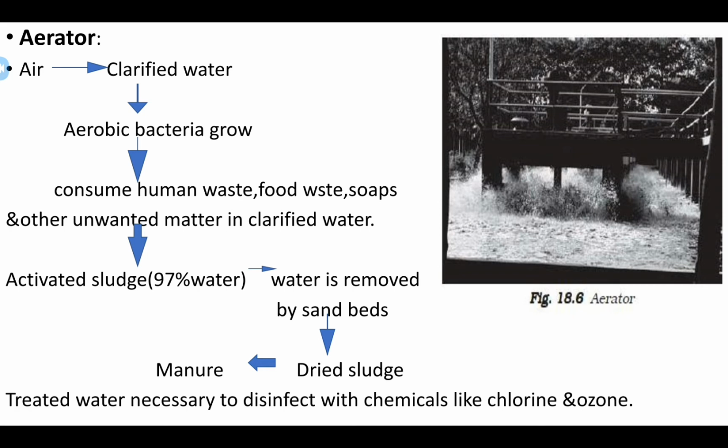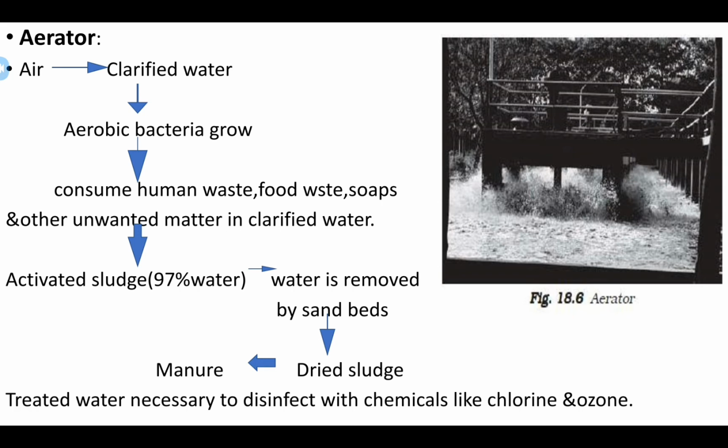Then what do we call that bacteria after finishing? After several hours, this bacteria suspended settles at the bottom of the tank. That is called activated sludge. So what is the percentage of water in activated sludge? 97% water is present.